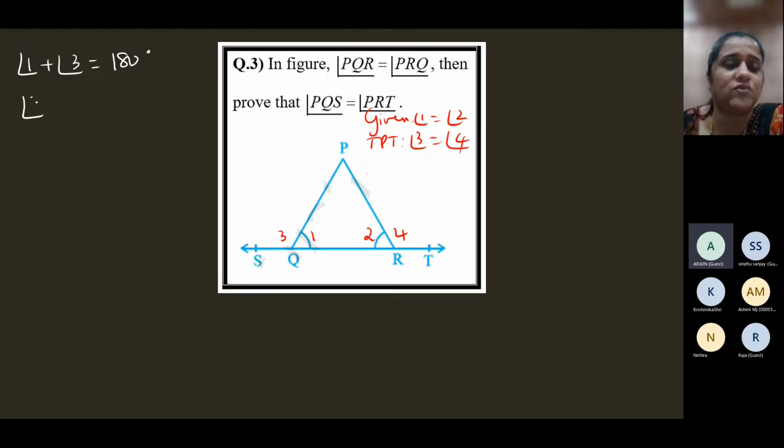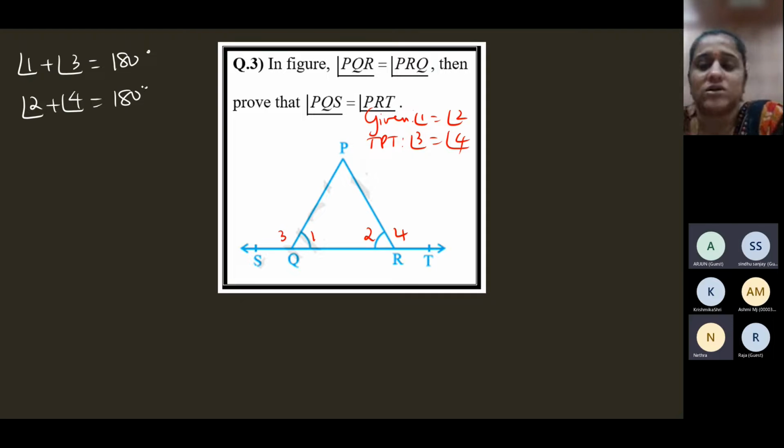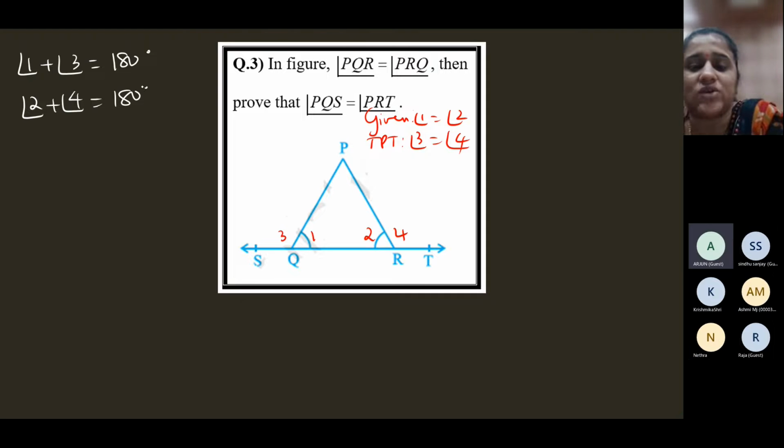Then children, 2 plus 4 is also 180. What's the reason for that? Linear pair, correct. But which is the straight line? Which is the ray? Yes, ST is the straight line and PR is the ray, PR or RP. Ray RP stands on line ST. So 2 plus 4 is equal to 180.